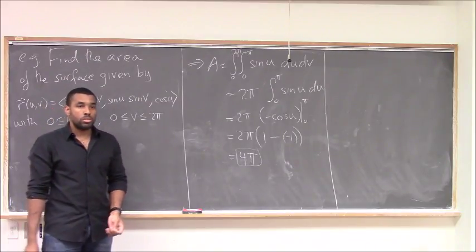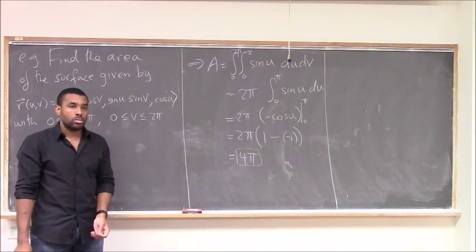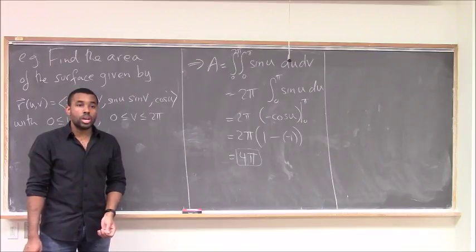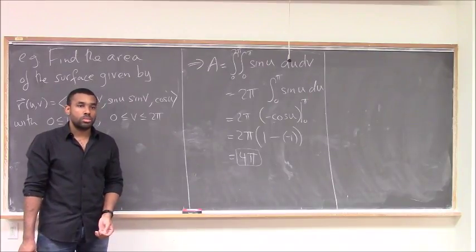What would be the value of the rho? 0 to pi? The rho is a constant in this case. Okay.